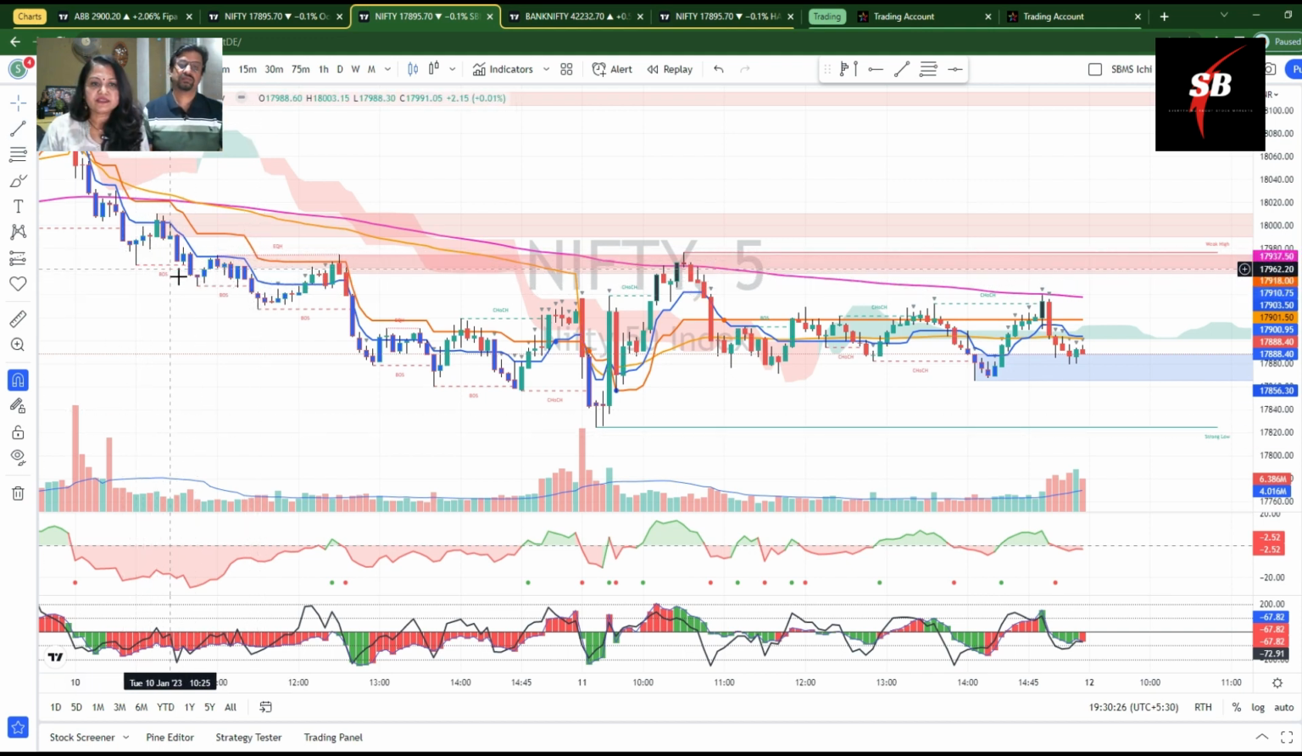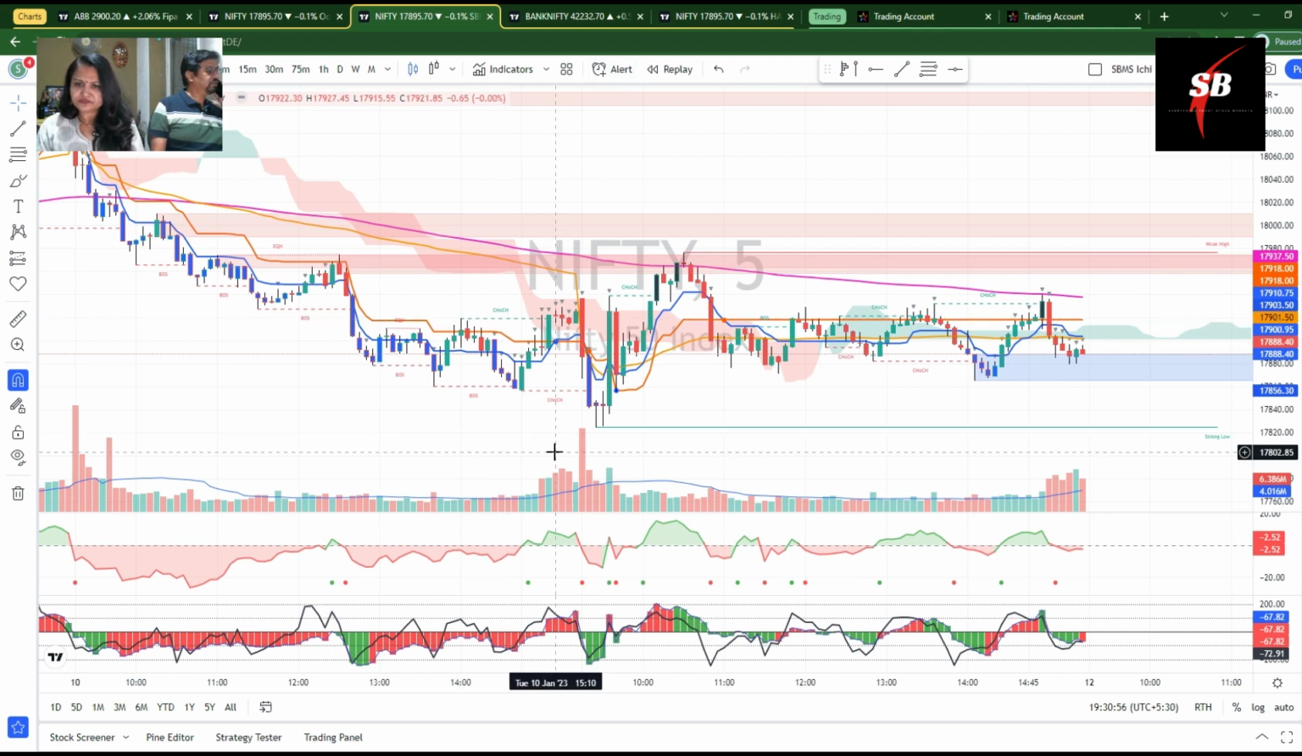There are some structures. BOS is nothing but break of structure. CHoCH is nothing but change of character. It means until here the stock was making lower highs and lower lows. Here it first made a higher high, right? So that is where the structure changed, the character changed.